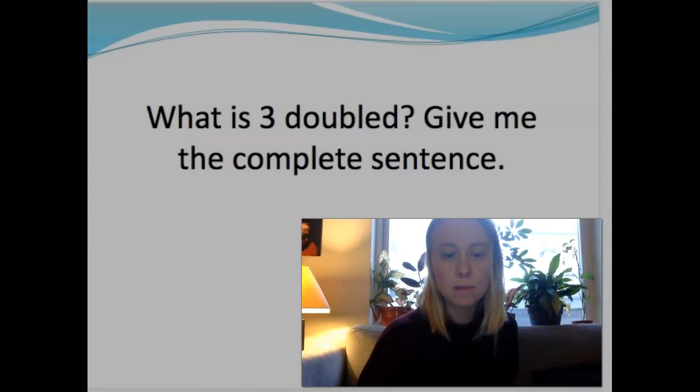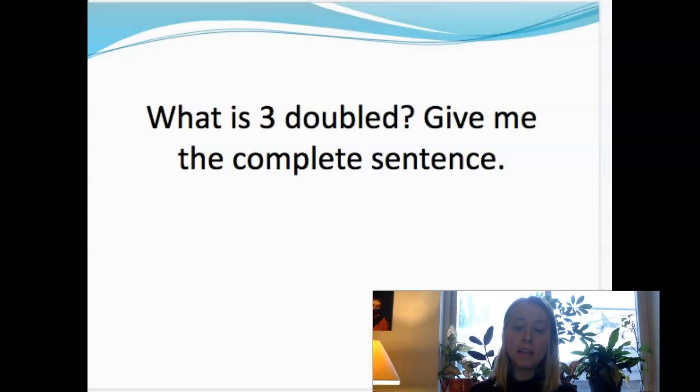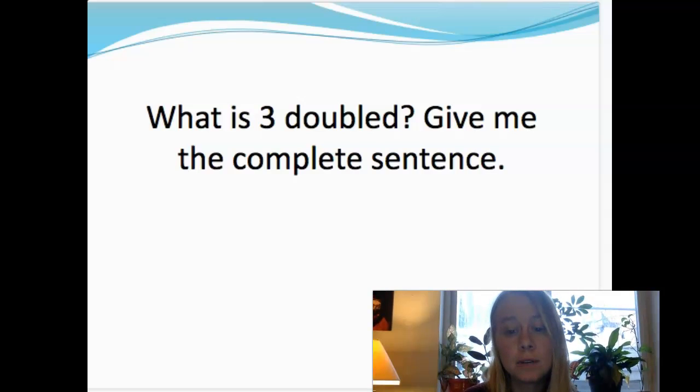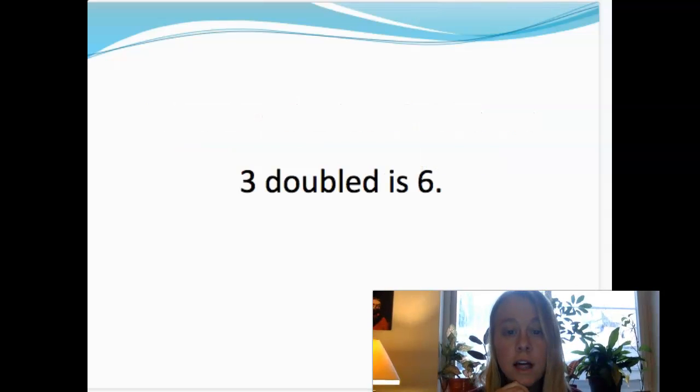I'm going to go back to being small so you can see the screen. Okay, now think about what is 3 doubled. So 5 doubled is 10. Look back at your facts. What is 3 doubled? Think about it. We're going to say it together in 3, 2, 1. 3 doubled is 6. Nice work.